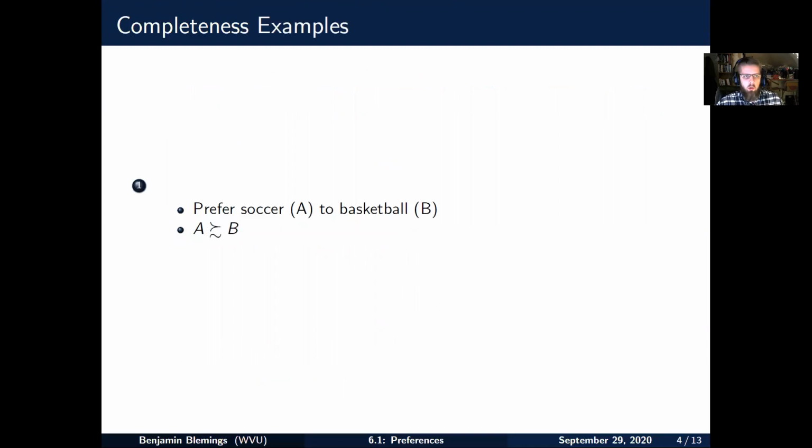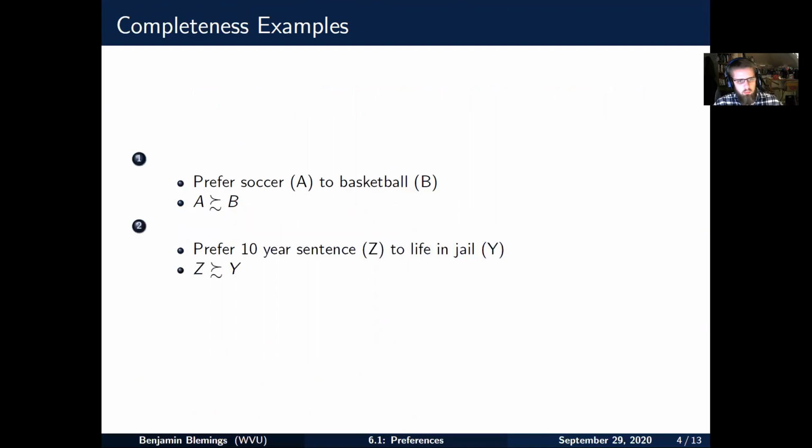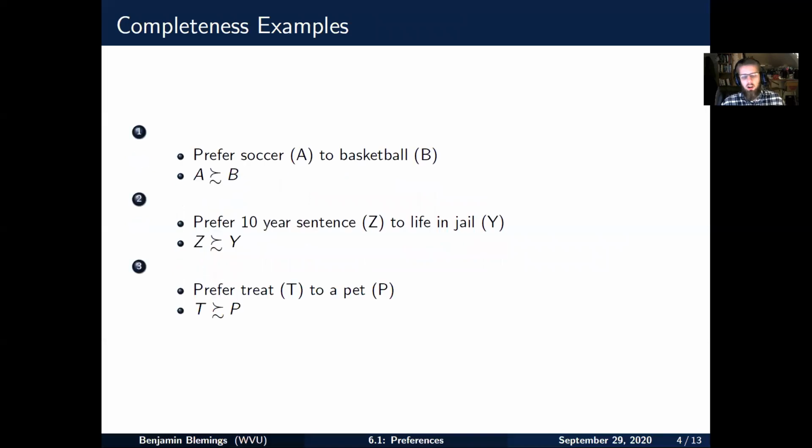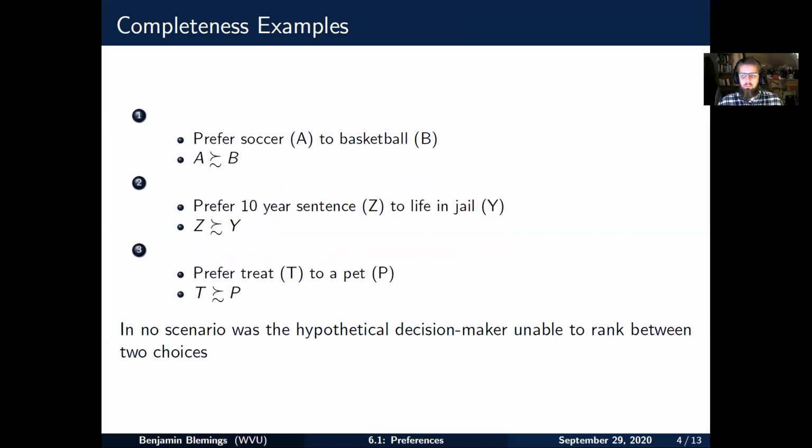So for one, let's say that you can choose between soccer and basketball. You prefer soccer to basketball. Two, let's say you're comparing a 10-year sentence in jail or a life in jail. You can say that you prefer a 10-year sentence to actual life in jail. And then for our dog example, we can say that they prefer a treat to a pet. And so they can rank these comparisons, and it's easily extendable to three options.